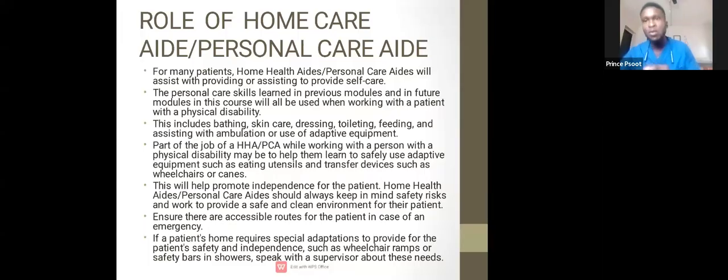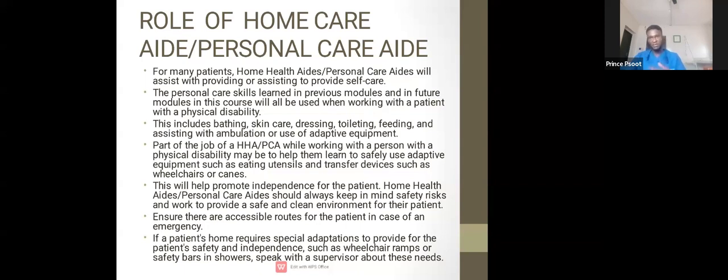For many patients, home health aides or personal care aides will assist with providing or assisting to provide self care. It is either you provide self care or you assist in providing self care. Providing self care for a patient that is completely dependent and assisting to provide self care for people that are not completely independent, that at least are not completely dependent. The personal care skills learned in previous modules and those you'll learn in future modules in this course will help you use them well when working with a patient with a physical disability.